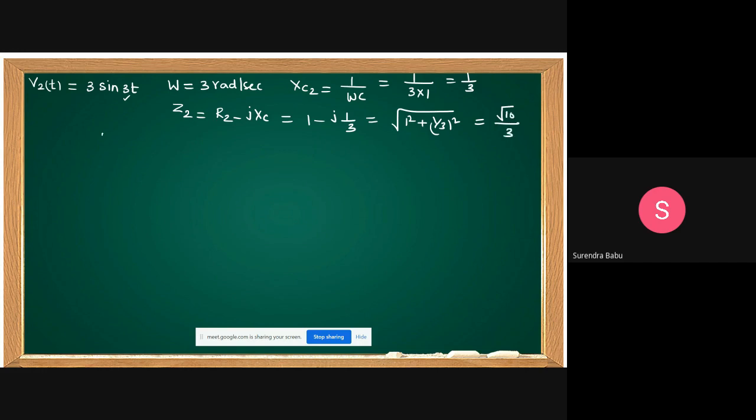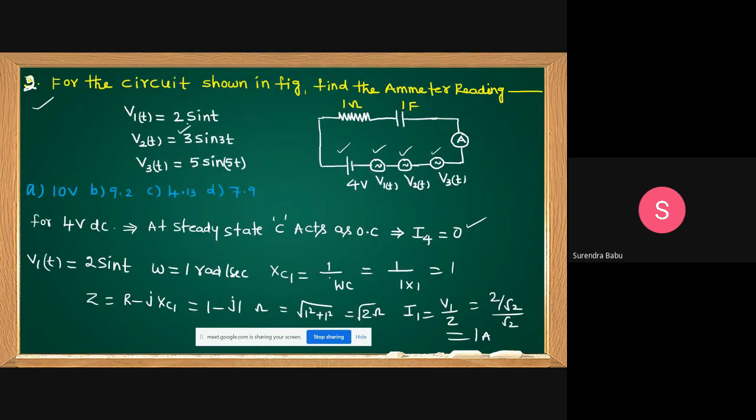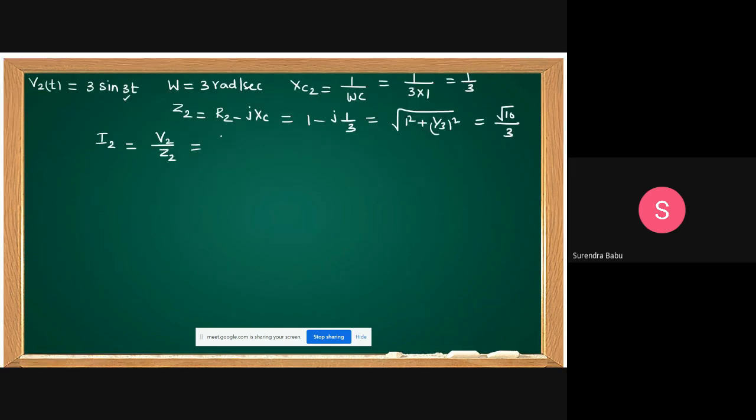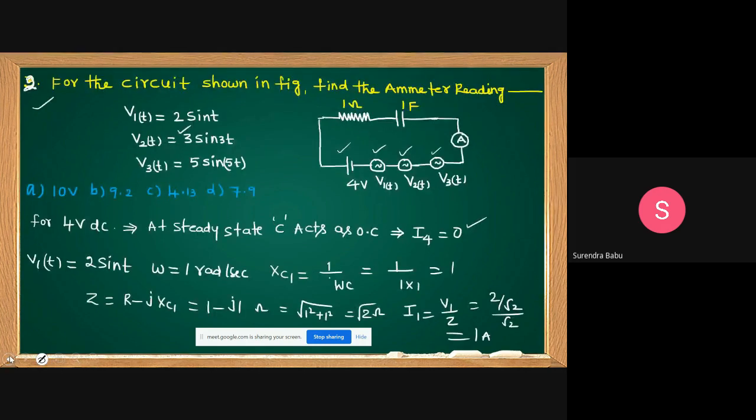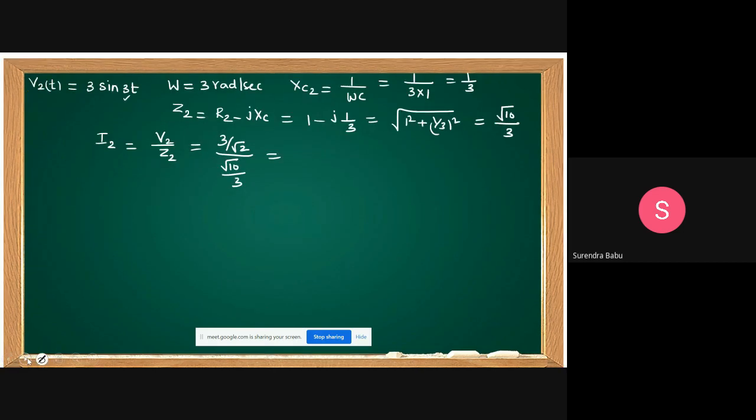But I want current. Due to the V2 source, the current equals V2 by Z2. I'm calculating the RMS value. What is the RMS value of V2? 3 by root 2. Directly I'm doing the RMS value. Please remember, this is 3 by root 2. And this is root 10 by 3. Okay. How much can you get, friends? Is it 3 by root 2 or 2 by root 2? Yes, it is 3 by root 2, divided by root 10 by 3.